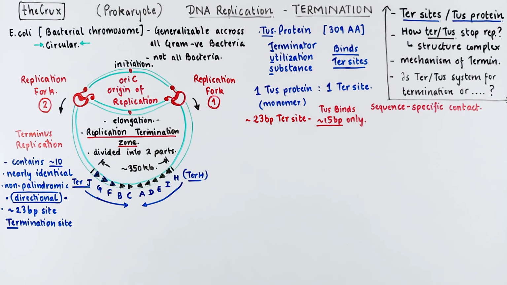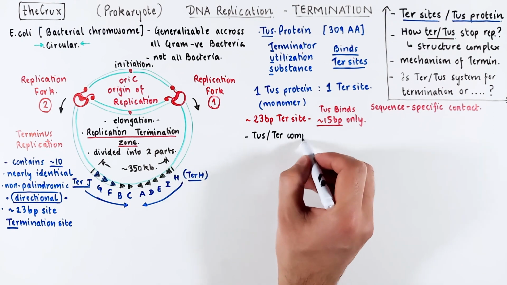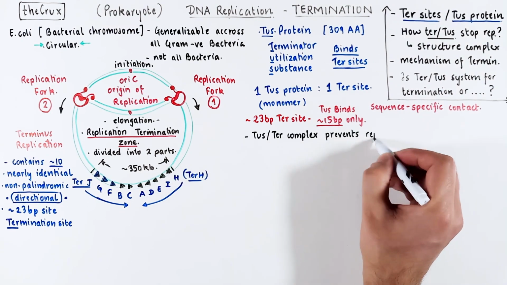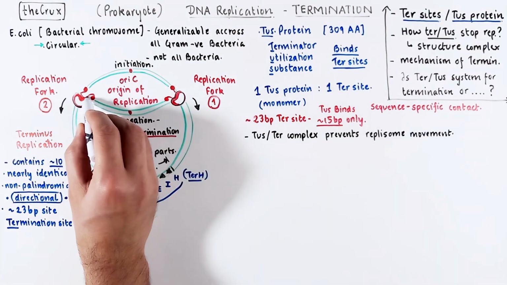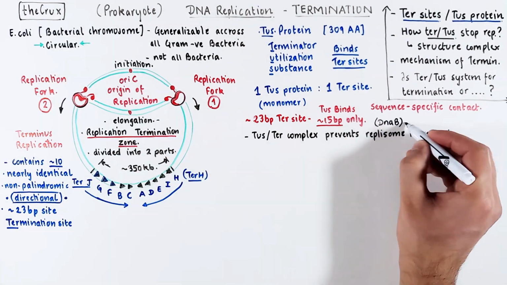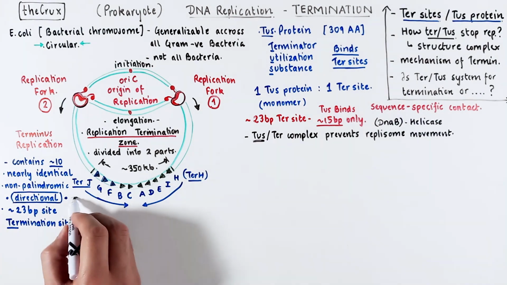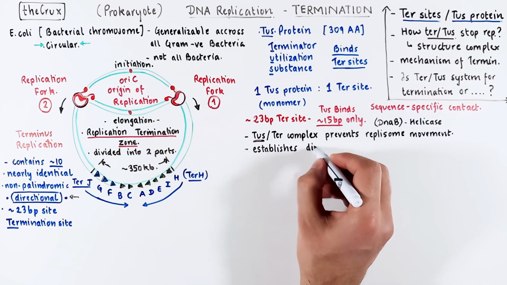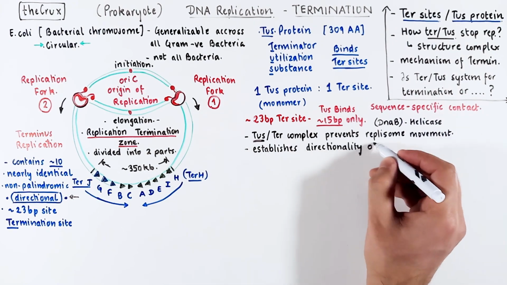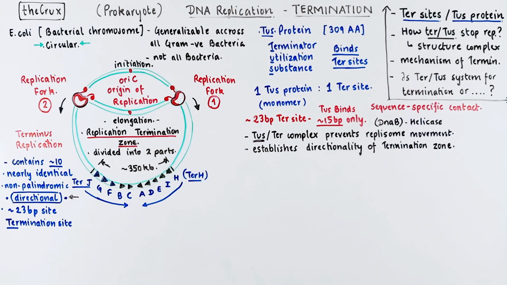The complex of Tus and Ter functions primarily to block the moving replisome. And those are the two forks that we mentioned. More specifically, the Ter-Tus complex destabilizes the moving helicase, which destabilizes the entire replisome. Essentially, the Tus protein makes the Ter sites directional. So the directionality of this entire replication termination zone is dictated by the Tus protein binding.